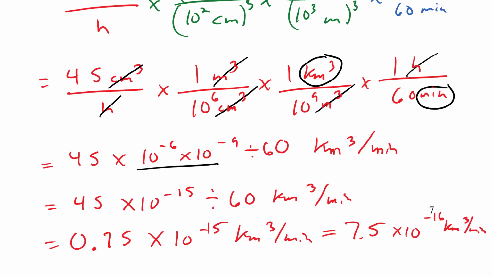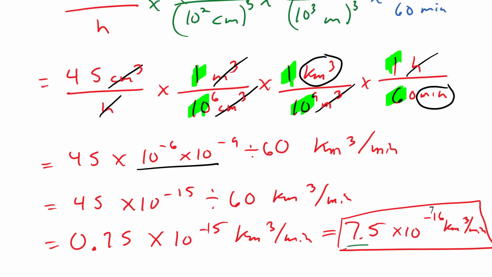Significant digits now. Exact number, exact number, exact number, exact number, exact number, exact number. 2 significant digits. There are 2 significant digits, therefore our final answer right here: 7.5 times 10 to the minus 16 kilometers cubed per minute.